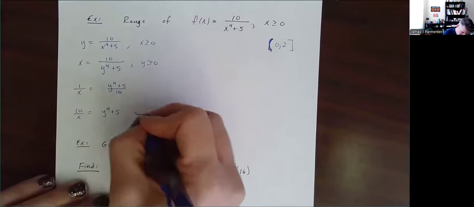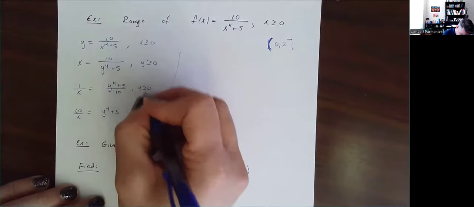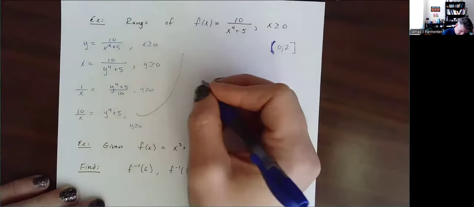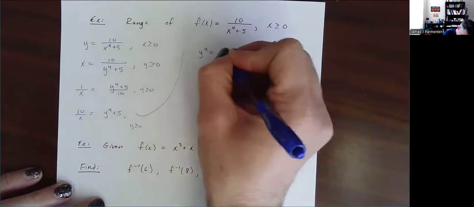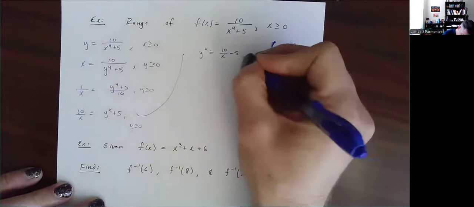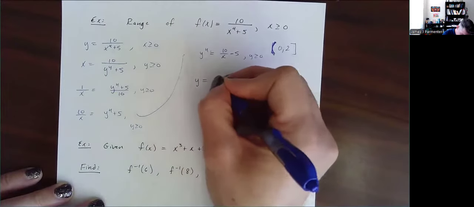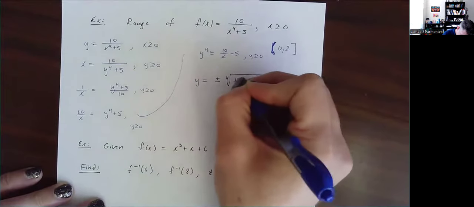Subtract 5. Oh, sorry, I forgot to write y greater than or equal to 0. Y greater than or equal to 0. And then we have, I'm going to switch sides. Y to the 4th equal to 10 over x minus 5. We still have y being bigger than or equal to 0. And finally, y equal to plus or minus the 4th root of 10 over x minus 5.